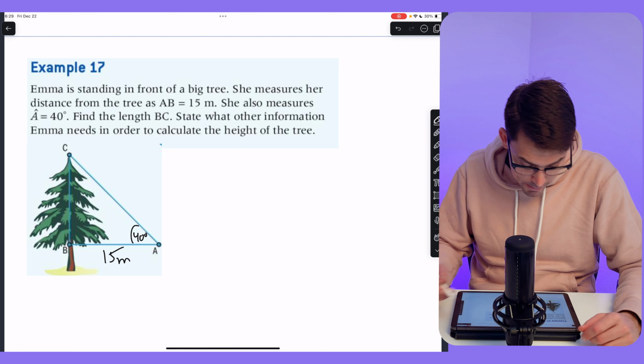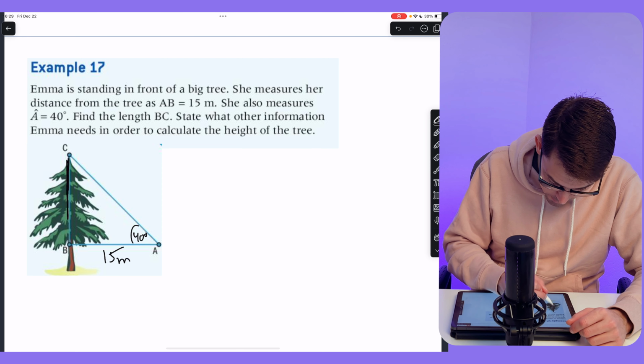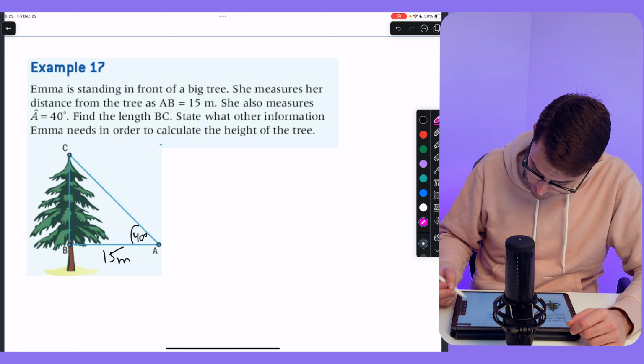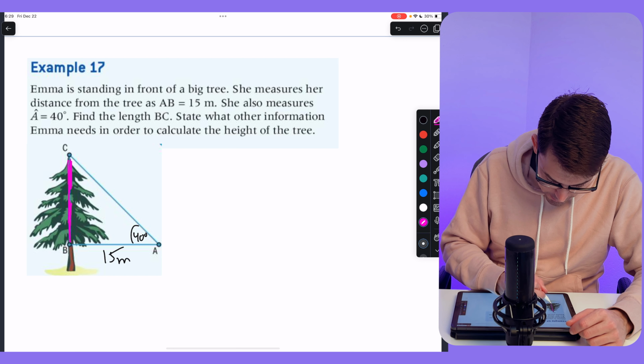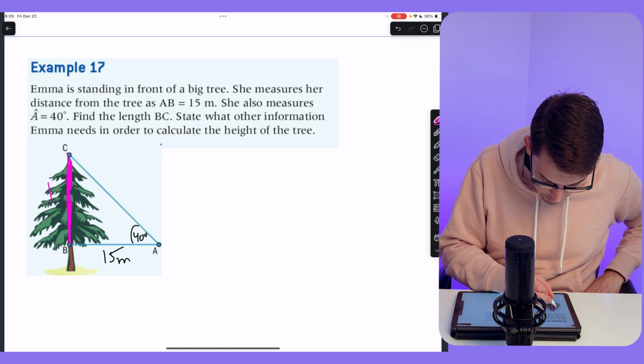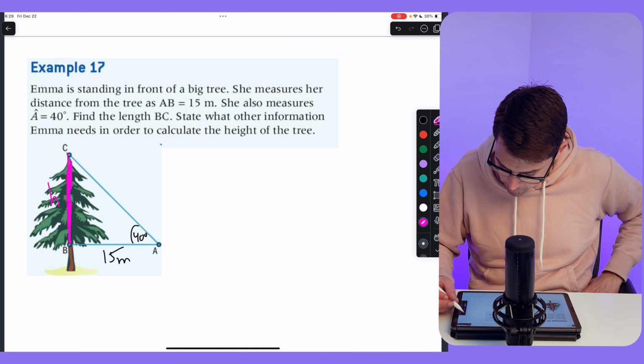So we want to know what BC is. I'm going to highlight this in pink to make it stand out. What is that? Let's call this H for height. You can call it X. You can call it whatever you want.